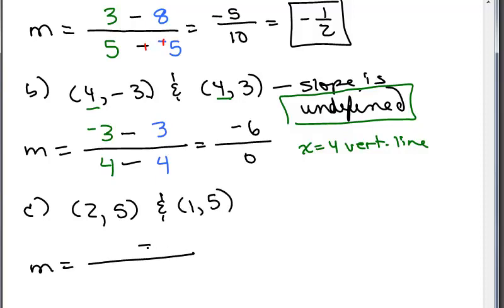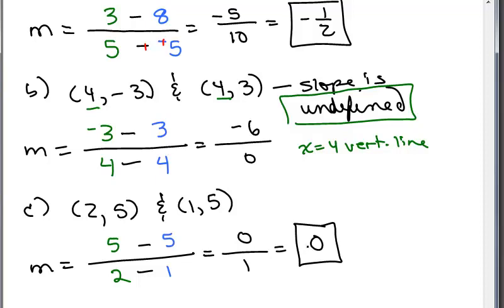All right, so again, we'll take the first ordered pair and put y over the x. Then the second ordered pair, put the y over the x. And then we'll simplify the numerator. 5 minus 5 is 0. 2 minus 1 is 1. 0 divided by 1 is 0. So that's your answer, 0.